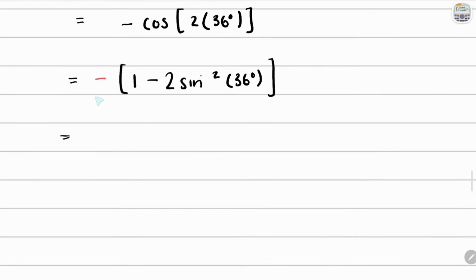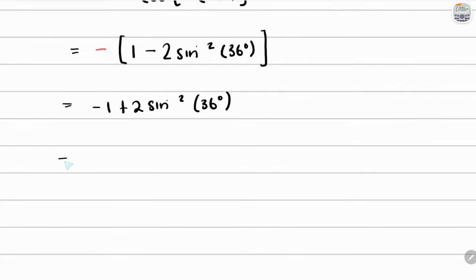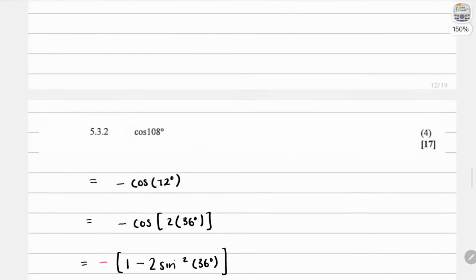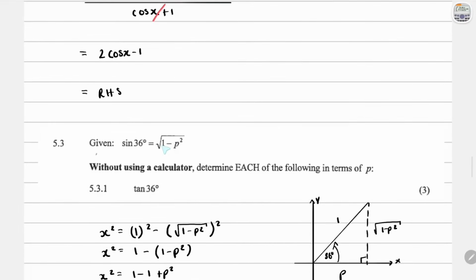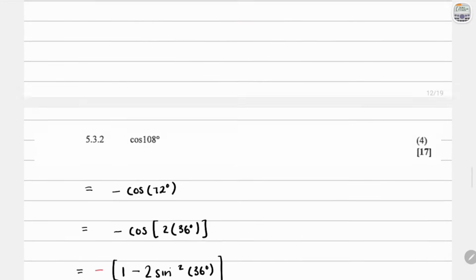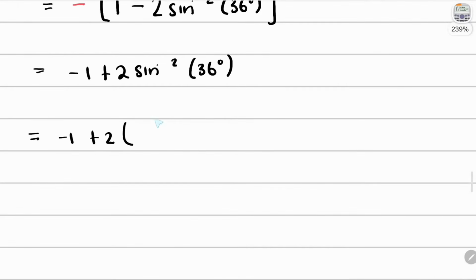Okay, so to simplify, we can distribute. So we have minus 1 and then positive 2 sine squared of 36 degrees, and we just have to substitute at this point. So this is equal to minus 1 plus 2 sine squared of 36 degrees. Sine of 36 degrees was already the square root of 1 minus p squared. So we'll just put that in place of sine 36 degrees, square root 1 minus p squared.